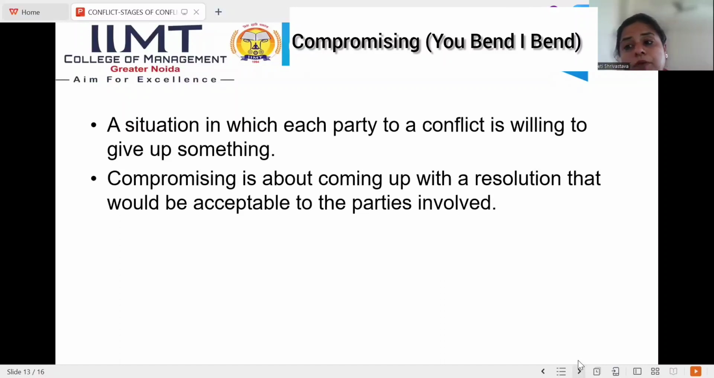The next intention is compromising. You bend and I bend. A situation in which each party to a conflict is willing to give up something. Compromising is about coming up with a resolution that would be acceptable to the parties involved. Here, both parties bend for a certain thing.